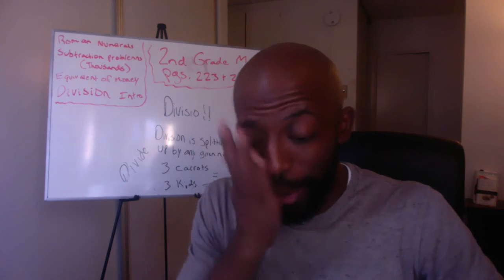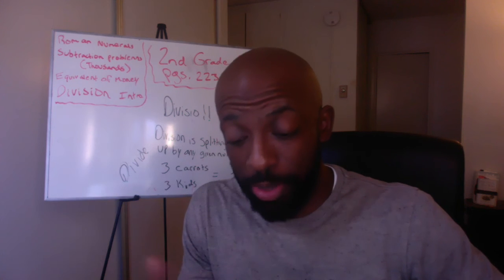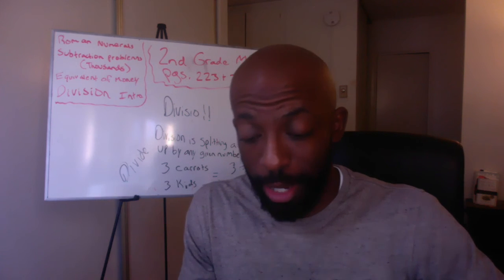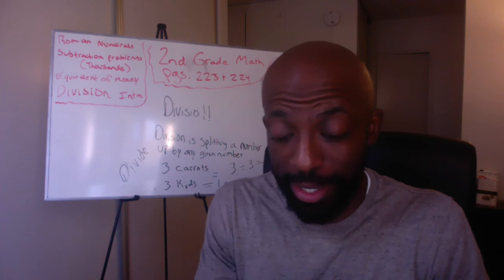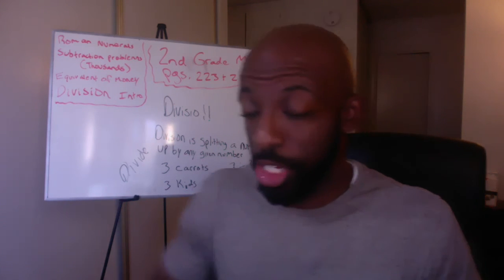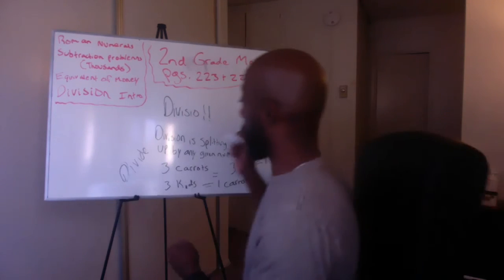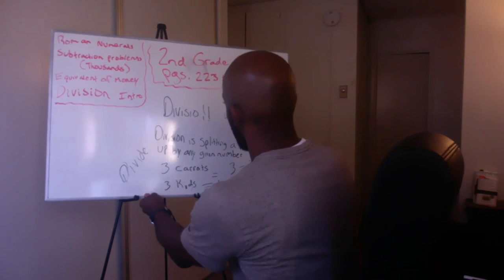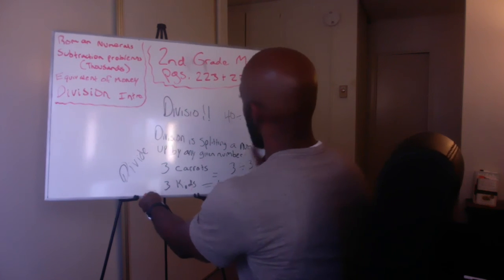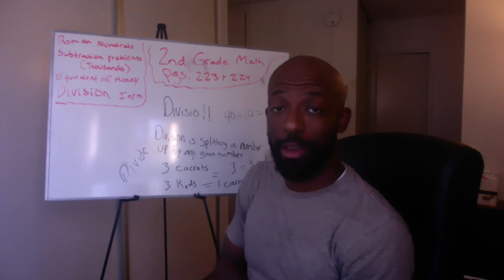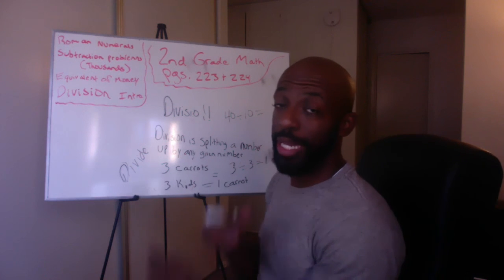So what do we do now? How many groups of 10 do we have? We had 4. But now we have to do division. So we had 40. We had 40 ants, and each group had 10. So what we're going to do is we're going to write 40, as you see. It says 40 divided by 10. So how many groups of 10 did we have?